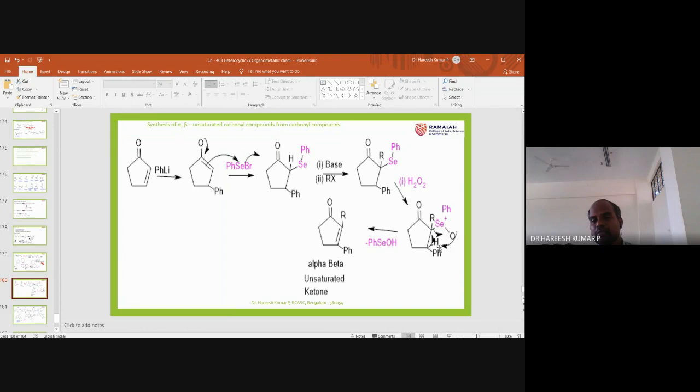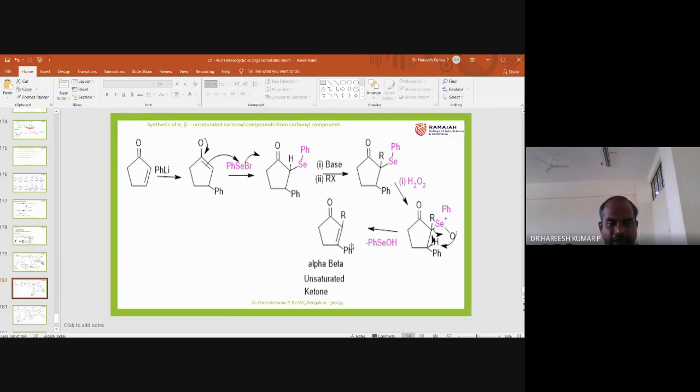This O minus captures this proton. Which proton is it? It is a beta proton. It means that there is a formation of a bond between this oxygen and this proton. Then what will it do? The bond pair between this carbon and this proton moves over here. When this bond pair goes over here, the bond between the carbon and selenium breaks. So that is how an alpha, beta unsaturated ketone is obtained.